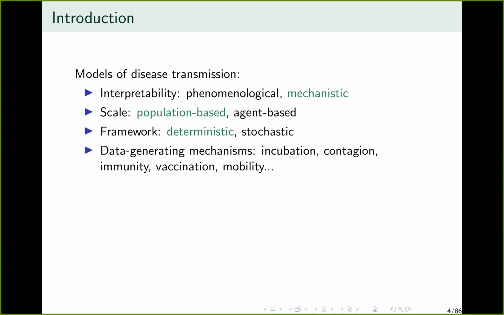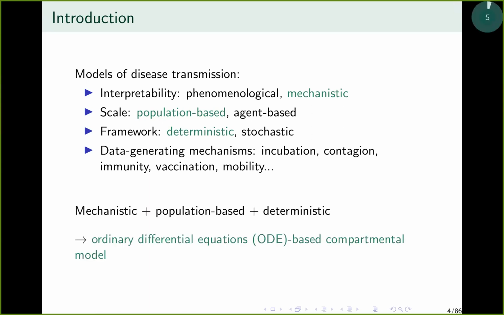We have also the scale of the model. Some models are population-based, some others are more agent-based. We have also the framework. Some models use deterministic frameworks and others stochastic. And you have also a lot of different data generating mechanisms that can be included or not in the model, like incubation, contagion, immunity, vaccination, mobility, etc. And in the case where you want a mechanistic model that is population-based and deterministic, generally people use frameworks based on ordinary differential equations. And that's what we will talk about today. These are the basic models that people use in infectious disease transmission.